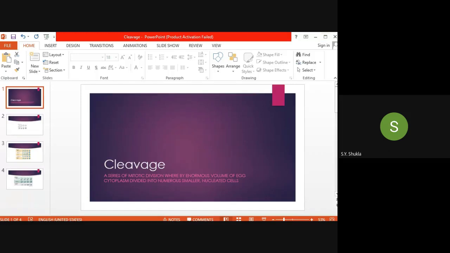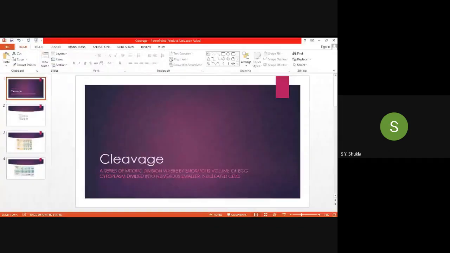Okay. We are starting our lecture on the new topic. In the last lecture, I introduced you to the cleavages. From today, we are going to discuss the different types of cleavages and the different factors affecting the cleavage.